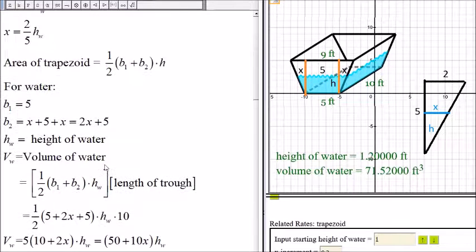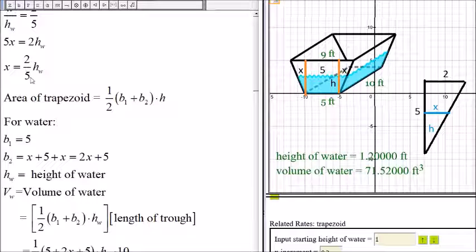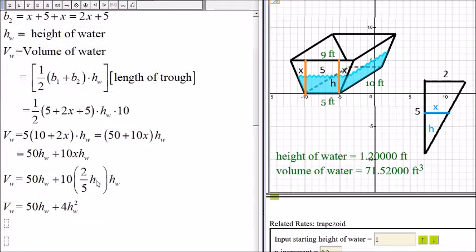But earlier we found that x is 2/5 times HW, so in place of this x we have 2/5 HW. Now the volume of the water is 50 HW plus, since 10 times 2/5 is 4, 4 HW times HW, which is 4 HW squared. This is the volume in terms of the height of the water.